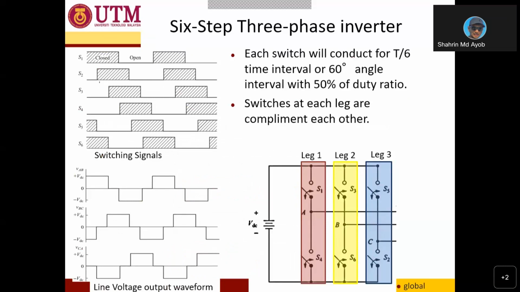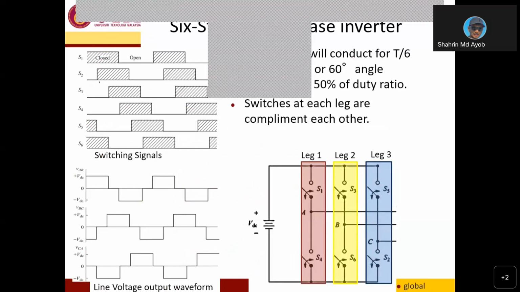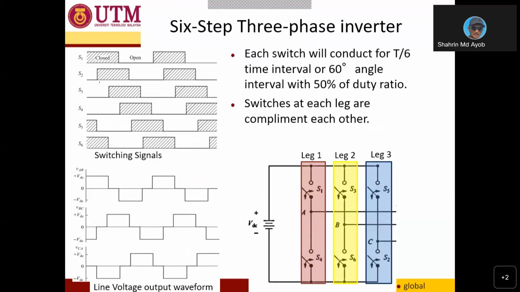As you can see, we have 6 switches, and we have 6 signals here. This one is one period. It is 50% on and 50% off. In one period, T on is 50% and this one is also 50%, so on and off are even.